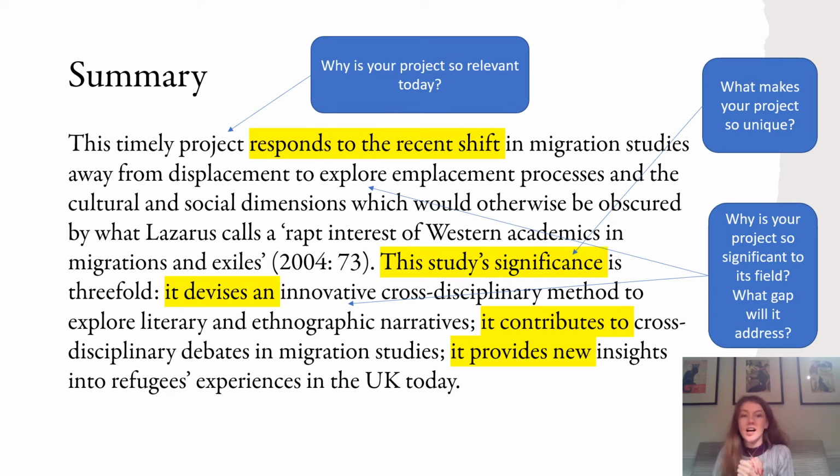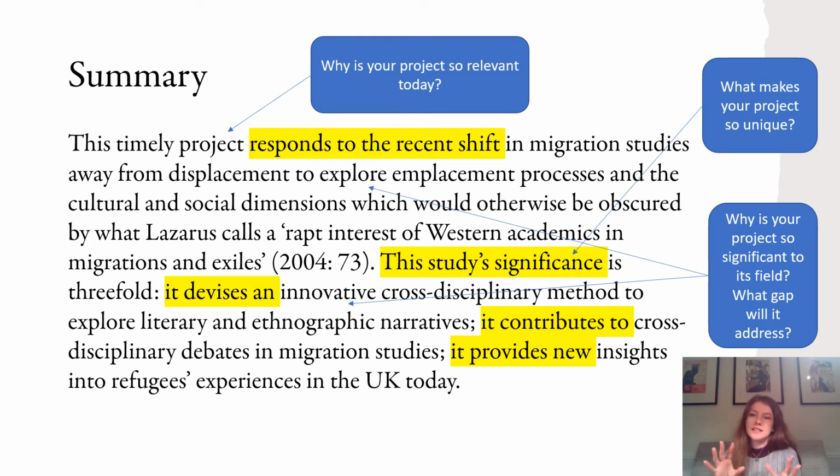And I've said it here, this timely project, and it might sound silly, like it's praising yourself, but you need to have this confident language when you are applying for funding. You need to portray the idea that you truly believe this is a timely project, and say why. So I said this timely project responds to the recent shift in migration studies. And then I go on to explain exactly what the shift is, very briefly. But that summarises why my project is relevant today when I applied.